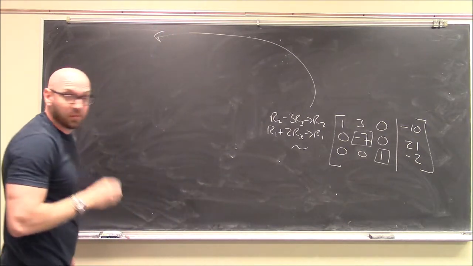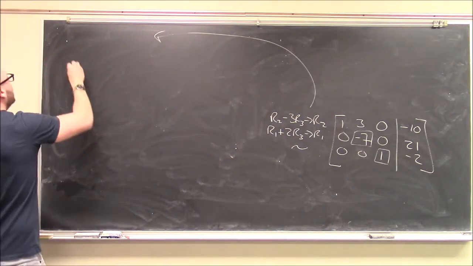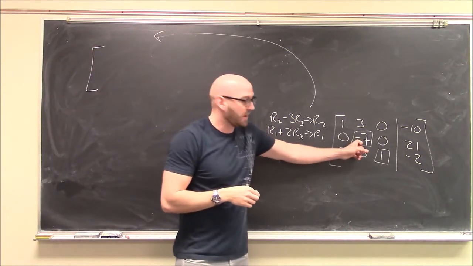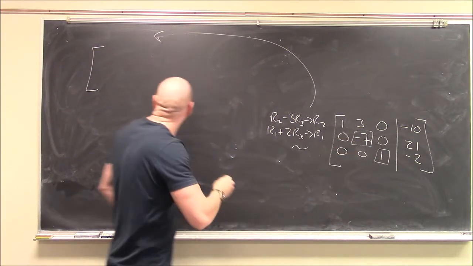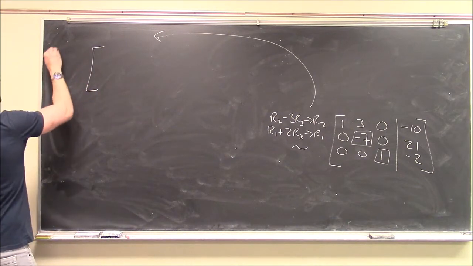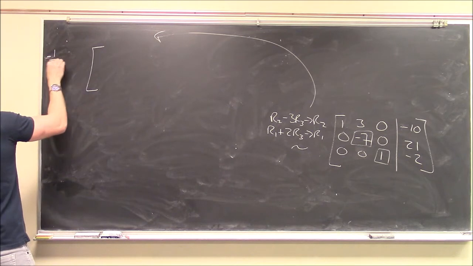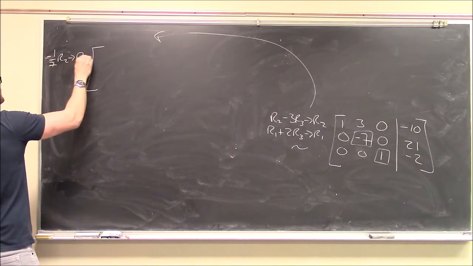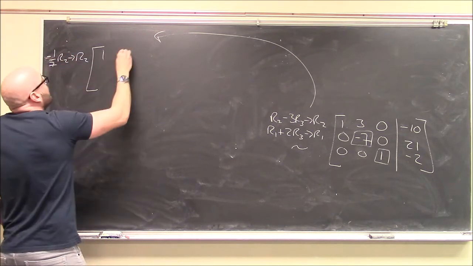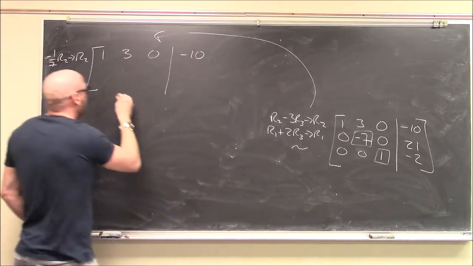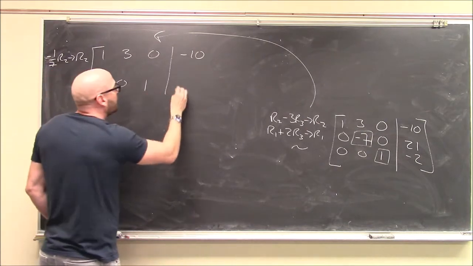And the good news is that with this, we're just about done, so what do I need to do? I've got a minus 7 here, I want to rescale it, so I'm just going to divide through by minus 7. So we'll do row 2, minus 1/7 row 2 becomes our new row 2. Row 1 is the same. Row 3 is the same.